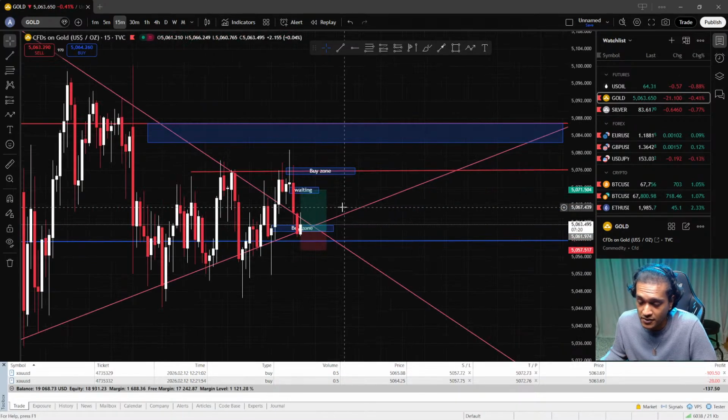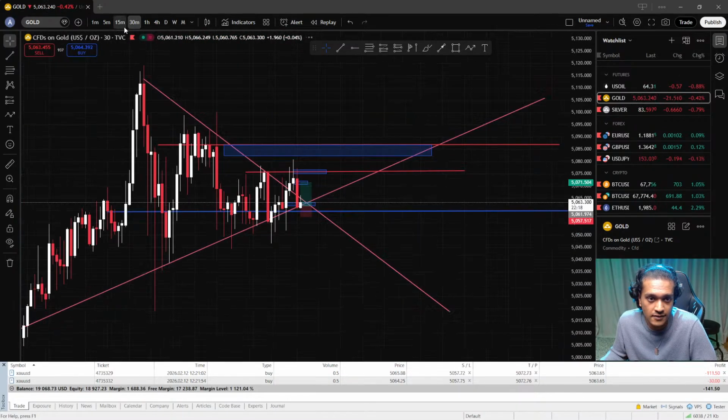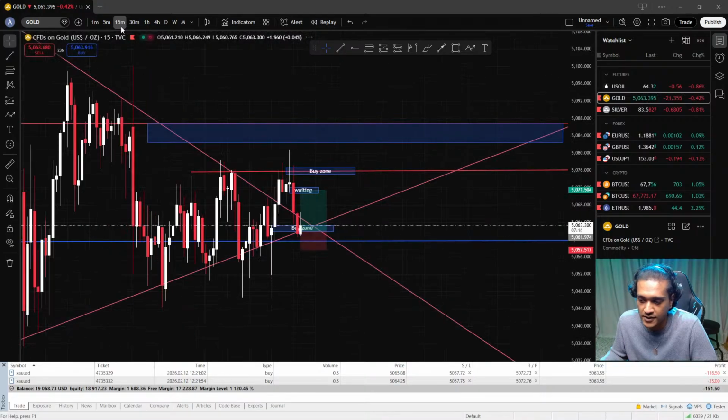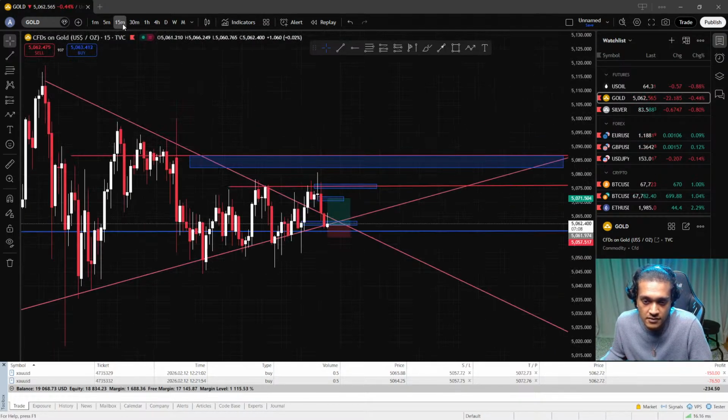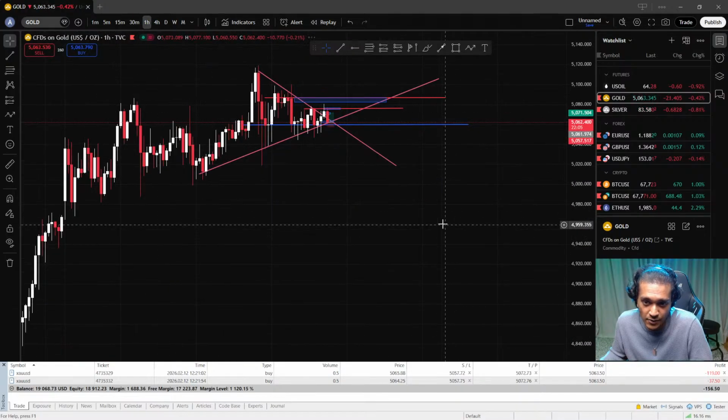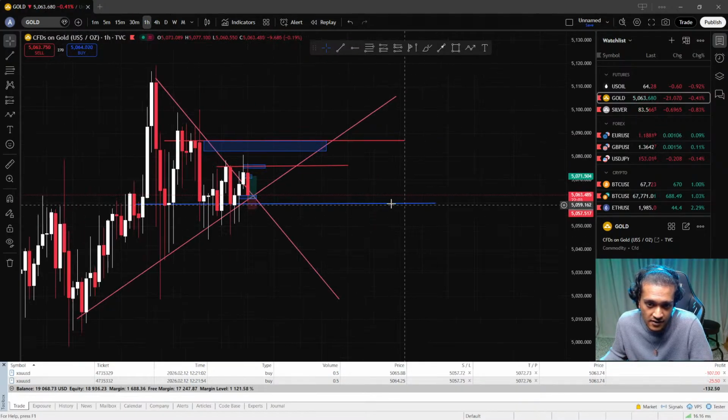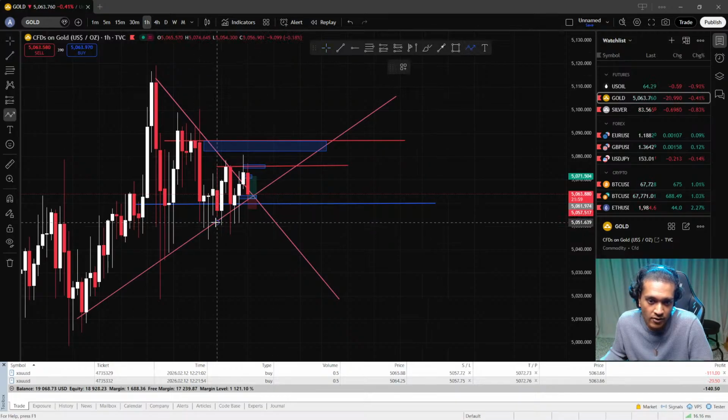And this has been going on the whole day. Even at London Open, the market is still in consolidation on the high time frames, M15 and M30. So we are looking at every hour, ping pong, ping pong, ping pong.